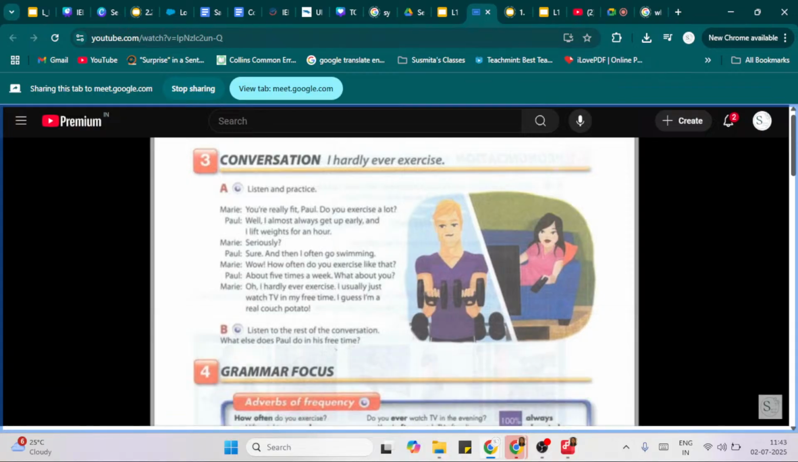Page 37, Exercise 3, Part B. Listen to the rest of the conversation. What else does Paul do in his free time? What else do you like to do, Paul? Well, I like video games a lot. I play them every day. It drives my mom crazy. Hey, I play video games all the time, too. Well, listen, I have some great new games. Why don't we play some after class today? Okay.